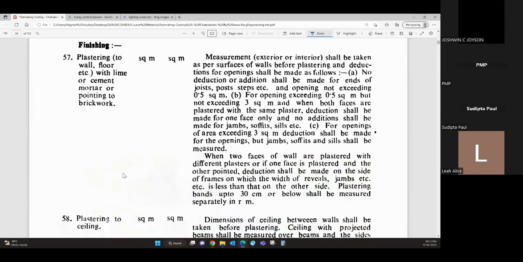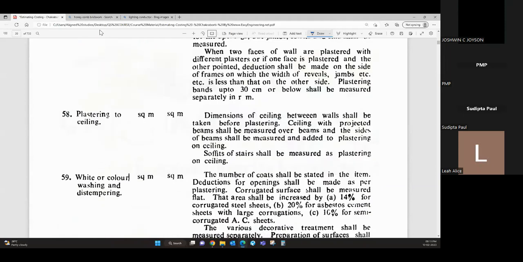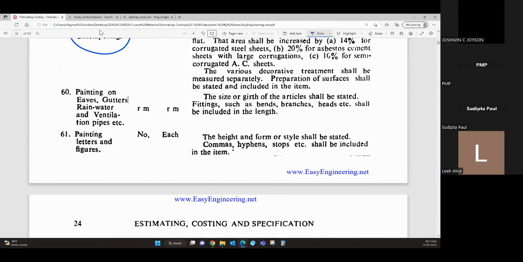Now in finishes, if you are doing plastering, plaster is always done on area, so square meter. Plastering on ceiling is also done on area, so square meter. Whitewash, which is also area, so square meter. Painting on eaves, gutters, rainwater and ventilation pipes: since two dimensions are constant, only length will change, so it comes under running meter.